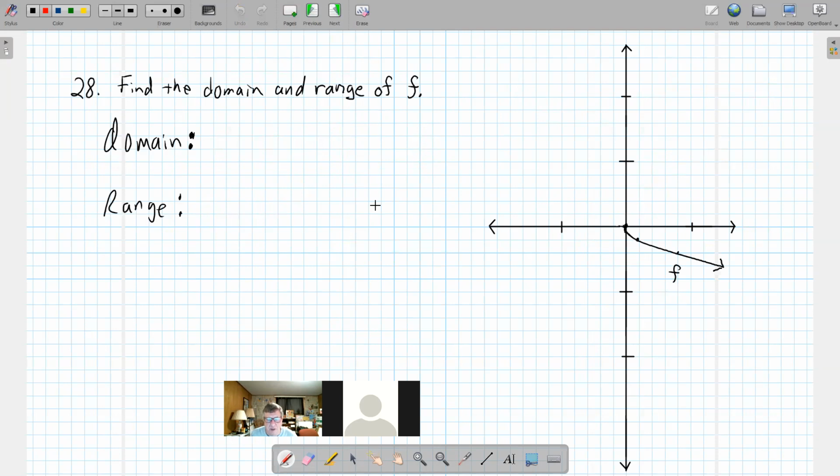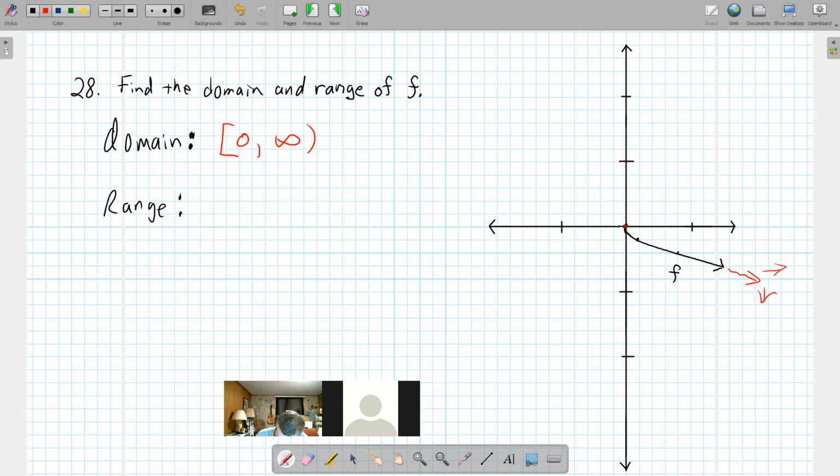Find the domain and range of f. Same idea. Now, this is going over and down, right? But it stops right there. So the domain starts at 0 and goes to positive infinity. So it'd be all real numbers greater than or equal to 0.